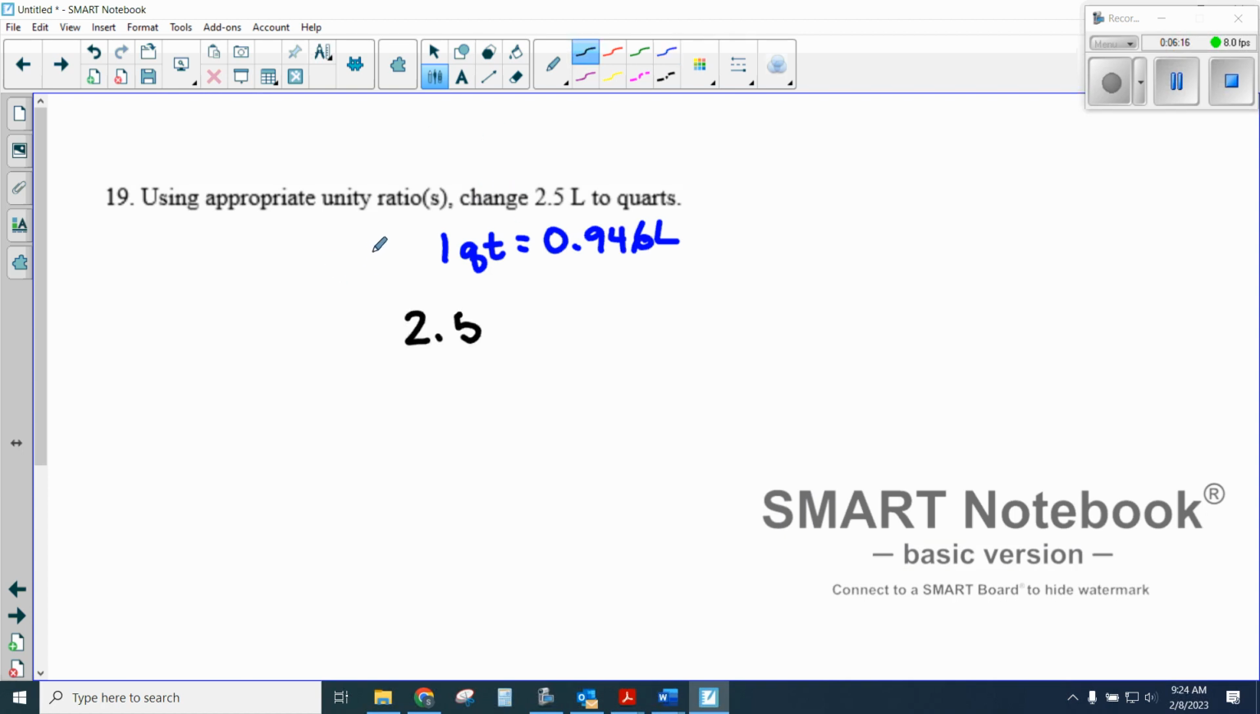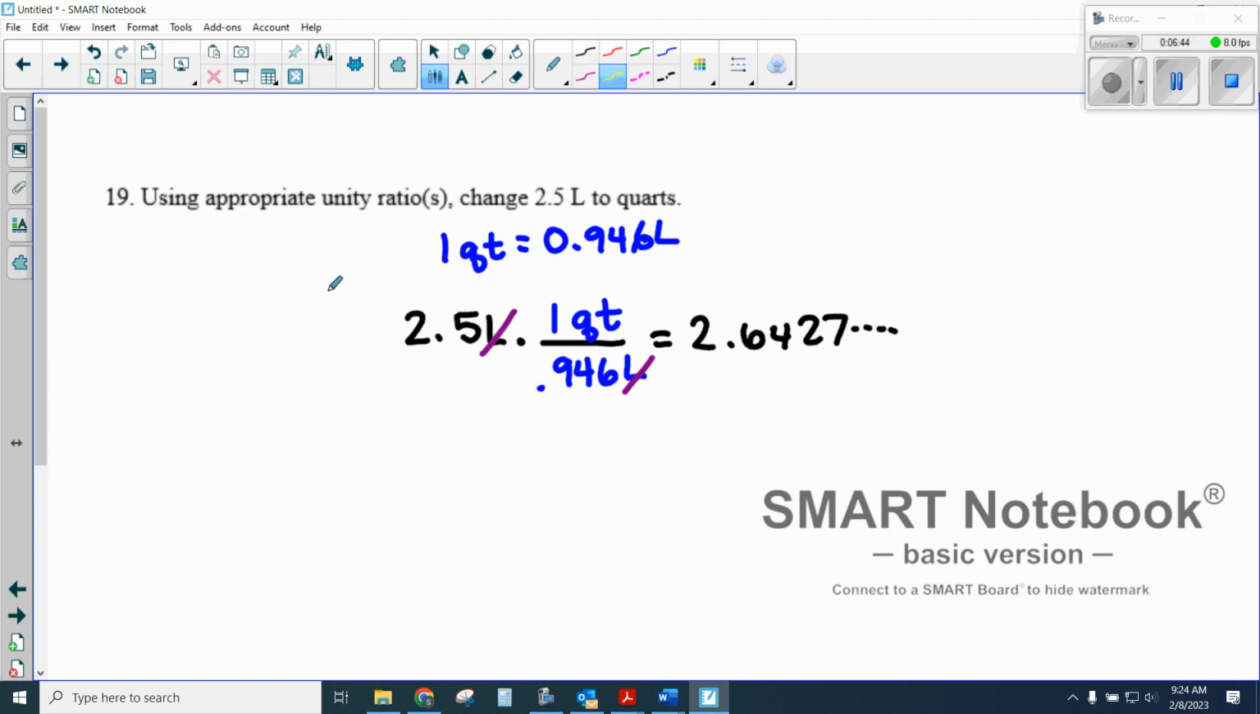I'm starting with liters. I want to go to quarts. If I want to go to quarts, the quarts go on top and the liters go on the bottom. So this says I'm taking 2.5 and dividing by 0.946. And we'll get 2.6427. It goes on and on in my calculator. Since I had two significant digits in my original number, I'm going to round to two significant digits here, which is 2.6 quarts.